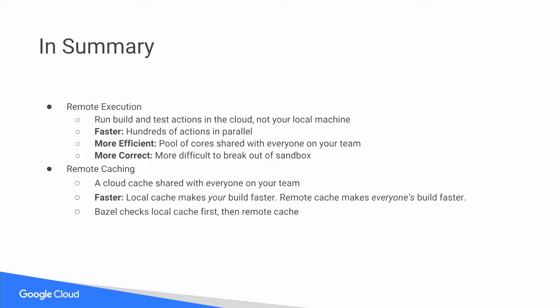So in summary, just to look at the benefits of remote execution and caching, remote execution lets you run more things in parallel by using machines in the cloud. Remote caching lets you avoid duplicate work, and altogether that means a build that's faster, more efficient, and more correct.